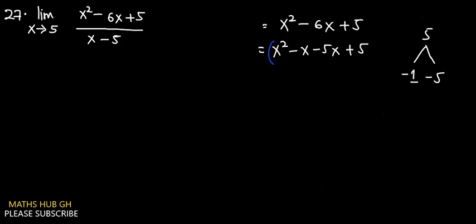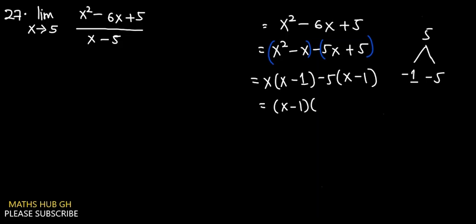Okay, so now let's factorize this. If you do this, you are going to have x bracket open x minus 1, minus 5 into bracket x minus 1. So at the end we are going to have x minus 1 multiplying x minus 5. That will be the factorized form of the numerator.